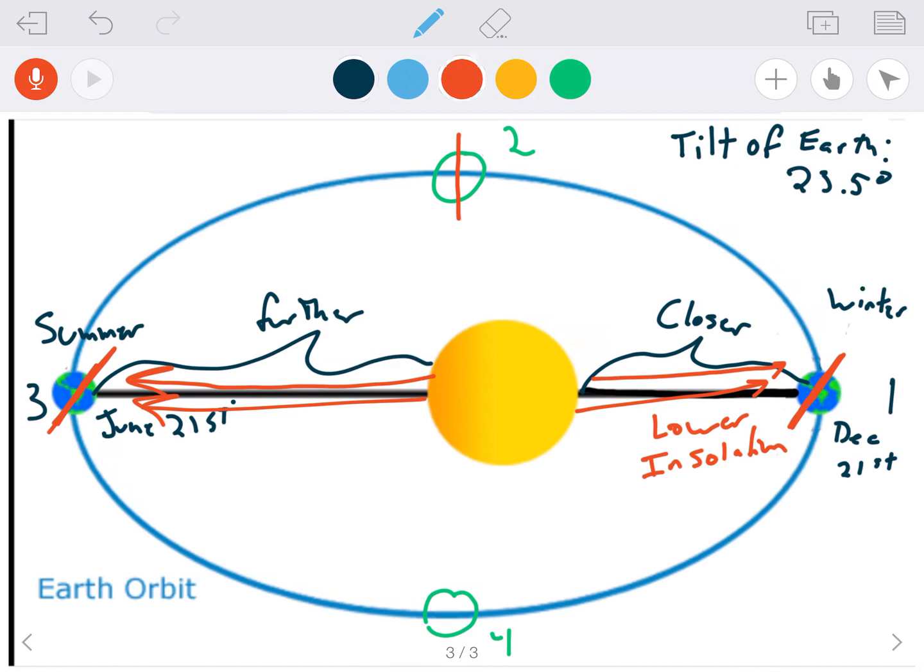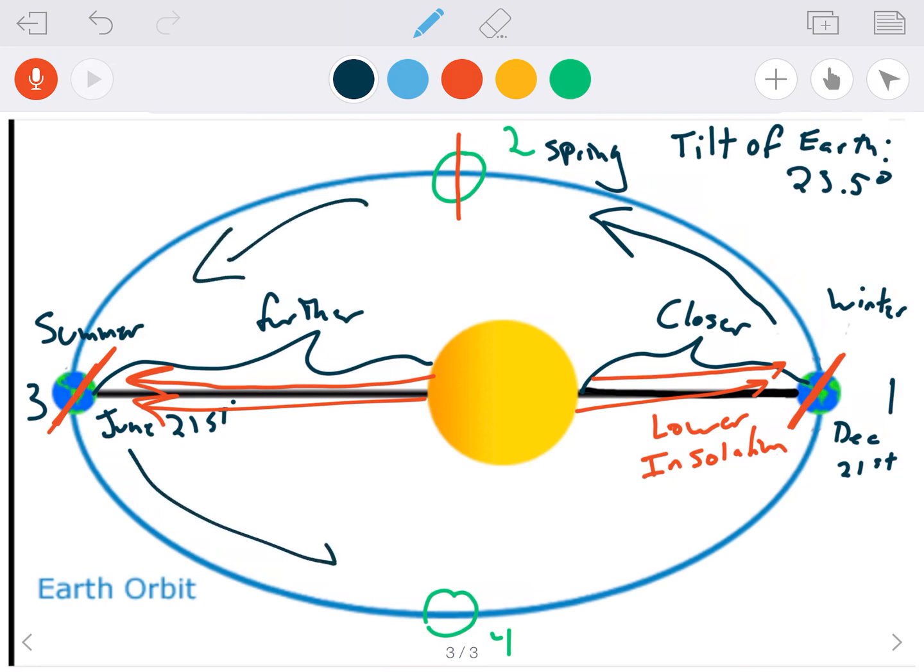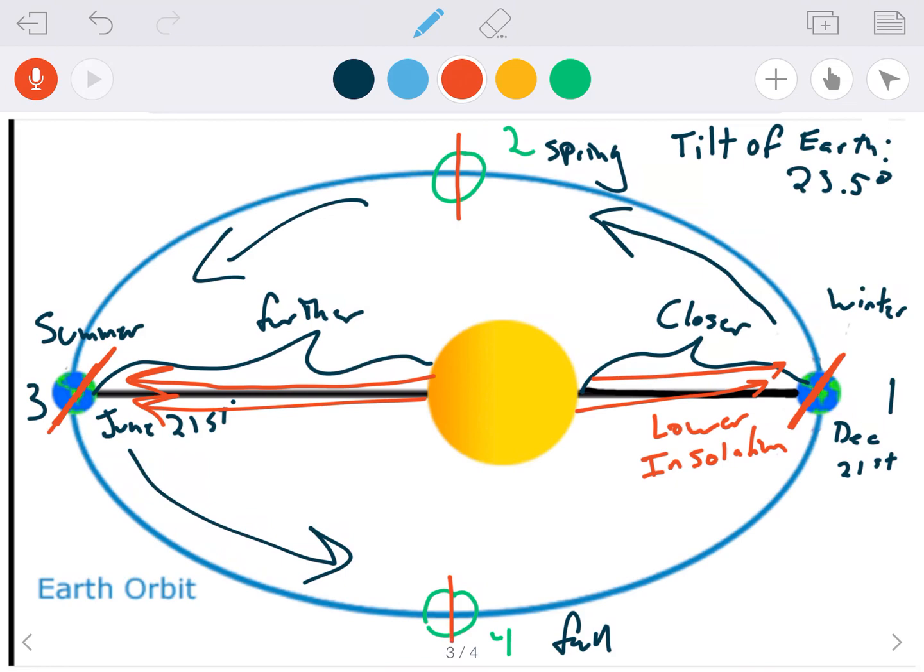So if I go this way to 2, I go from winter to spring. We call these the equinoxes. They call them equinoxes like equal because there's 12 hours of night and 12 hours of day. And then at 4, I would go from summer to fall, and it is the same type of position towards the sun, the fall or autumn equinox. And these have similar temperatures because they're both tilted the same exact way towards the sun.